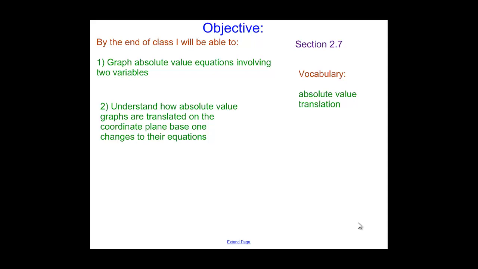Okay, this video is 2E on graphing absolute value where we have two variables, most likely an x and a y. So we're talking about graphing it on an xy coordinate plane. So the objective is, can we graph the function, and also can we understand how the graph is related to the parent function and the understanding of translation and transformation. So let's talk about that.